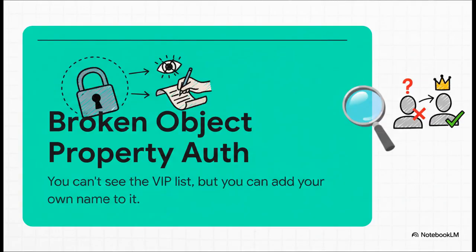Now, BOLA has a nasty cousin, Broken Object Property Level Authorization, or BOPLA. In this case, the gatekeeper might stop you from seeing a sensitive piece of information, but completely forgets to stop you from changing it. So an attacker might not be able to see if a user is an admin, but they could just send a request saying, hey, make me an admin, and the system just does.